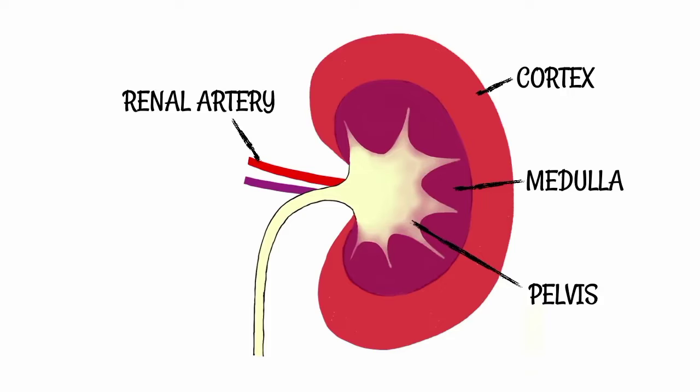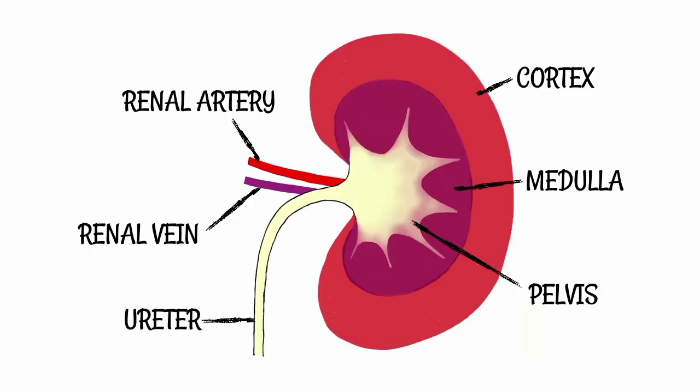It makes sense then that the blood vessel that leaves the kidney is known as the renal vein. And the tube which exits the kidney with all of the waste products is known as the ureter. And the ureter connects to the bladder, and then from the bladder, materials can exit the body.